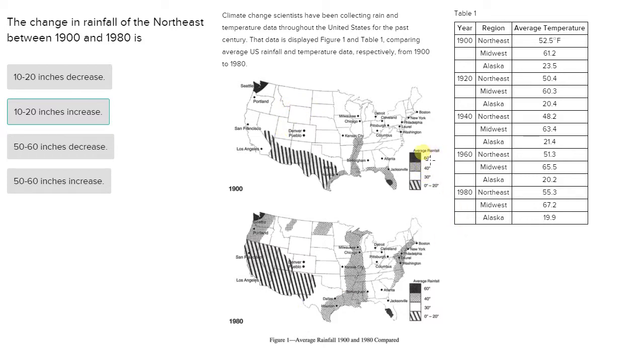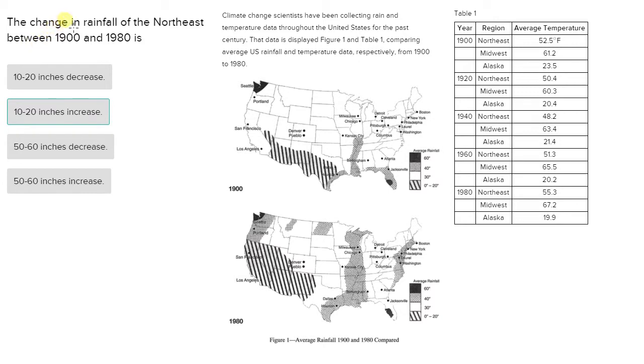So with the little stripes, that's where we have 0 to 20 inches of rainfall. Where it's white, that's where we have 30 inches of rainfall average. Where it's this little gray splotchy color, that's where we have 40 inches of rainfall average. And where it's black is where we have 60 inches of rainfall average.